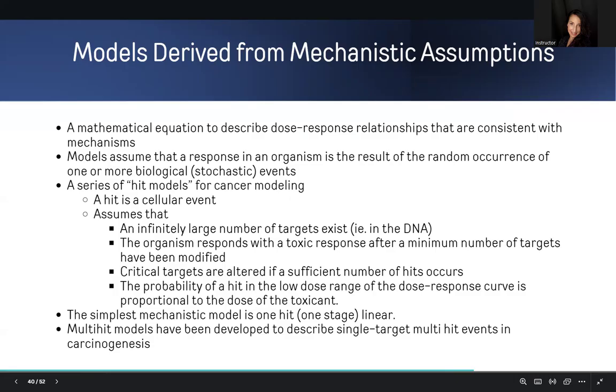The simplest mechanistic model is a one-hit or a one-stage linear model in which only one hit or critical cellular interaction is required for a cell to be altered. As theories of cancer have grown in complexity, multi-hit models have been developed that can describe hypothesized single-target multi-hit events as well as multi-target multi-hit events in carcinogenesis.